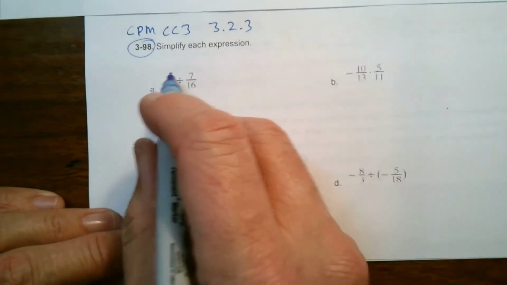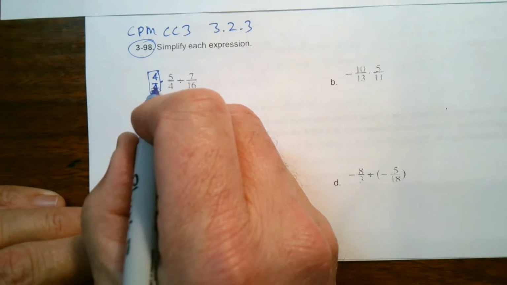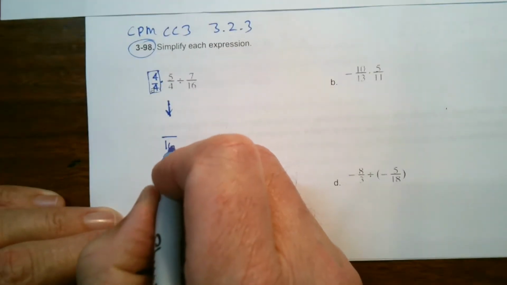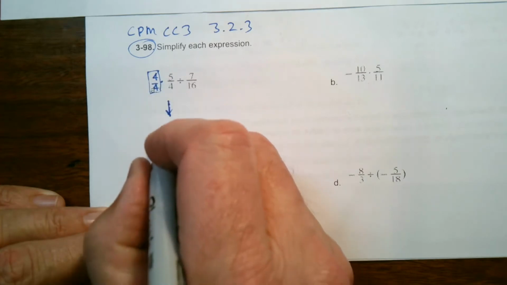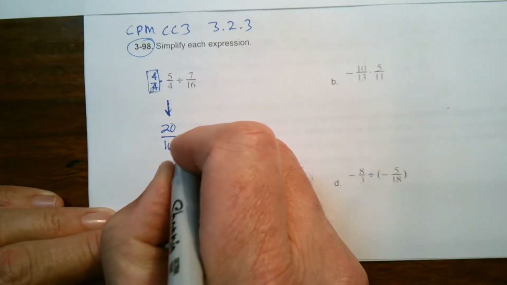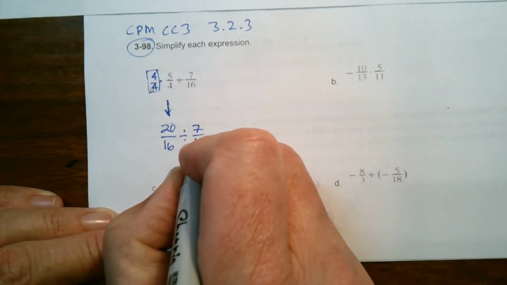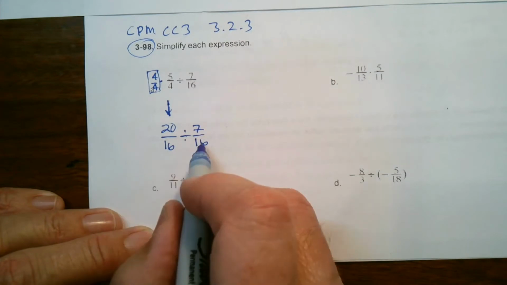So when I adjust that to be something over 16, remember I'm multiplying by a giant 1 here of 4/4, right? Because 4 times 4 is 16. That's how that denominator becomes 16. And if I change the denominator to 16, I change the numerator to 20, 4 times 5. So now I have 20/16 divided by 7/16. Once I have a common denominator, the denominators no longer matter.